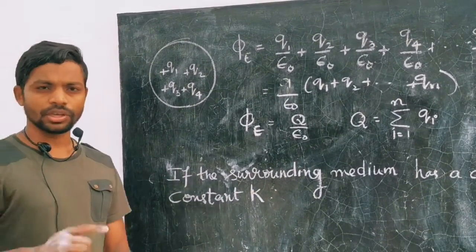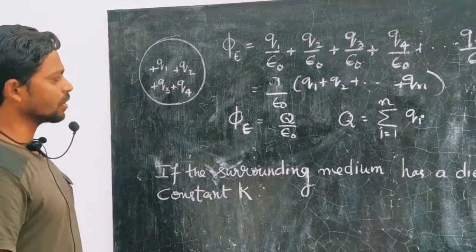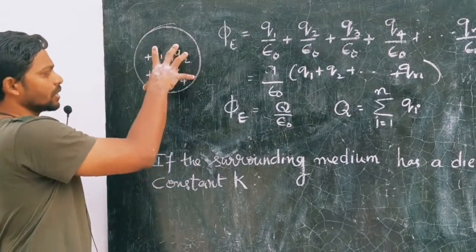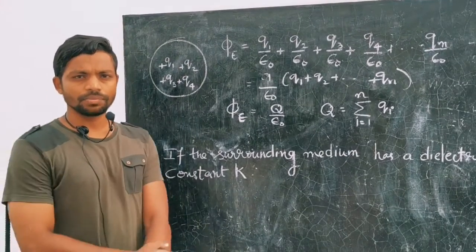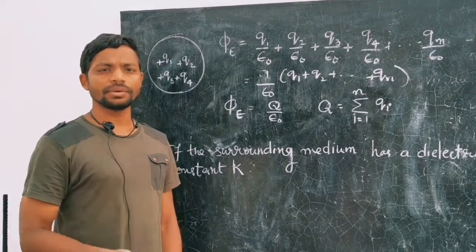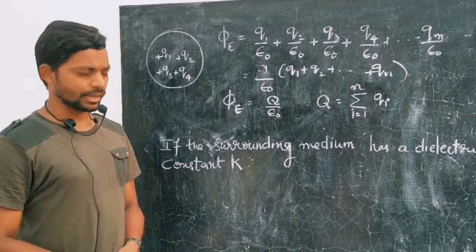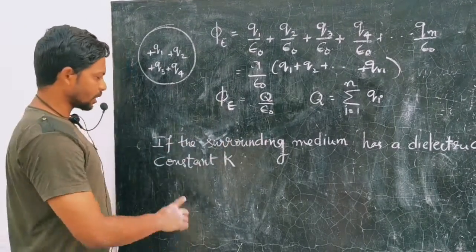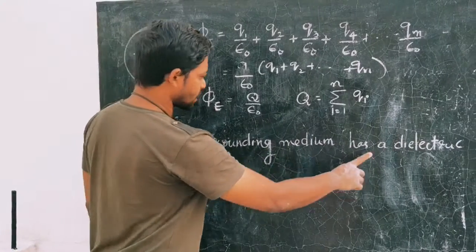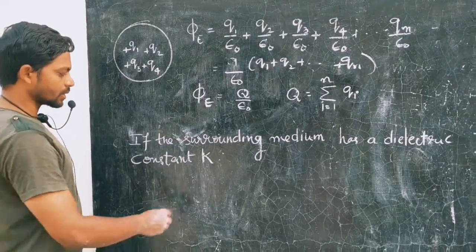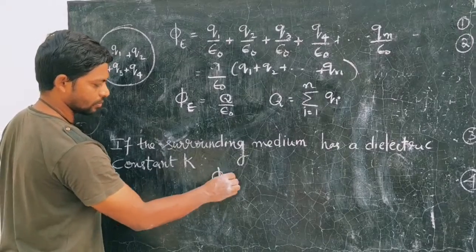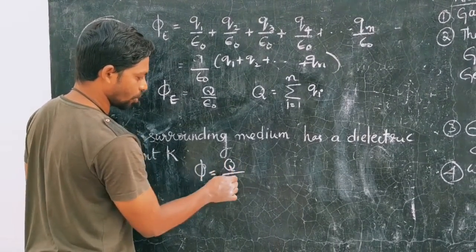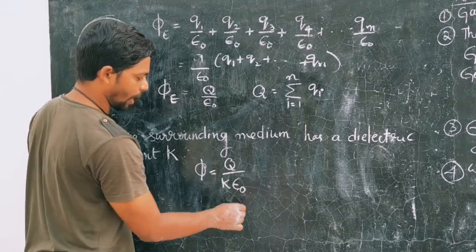One more thing we have to keep in mind is that in that expression we are writing epsilon naught because the surrounding medium around this charge is vacuum. In case there is any other medium apart from vacuum, like air, water, etc., the expression would change slightly. If the surrounding medium has a dielectric constant K, then the flux would change to Q by K epsilon naught.